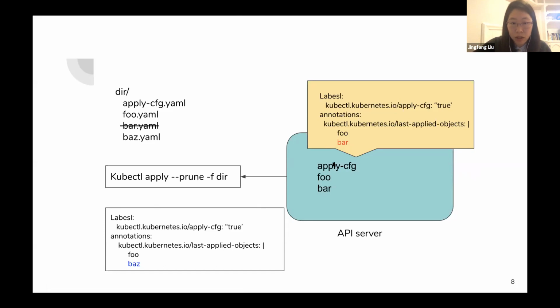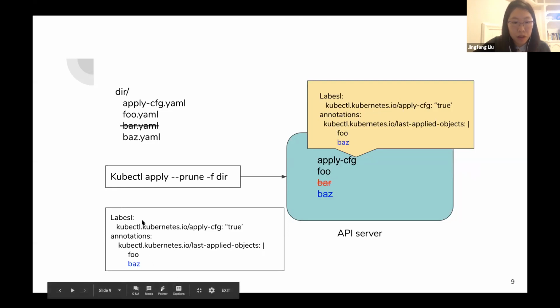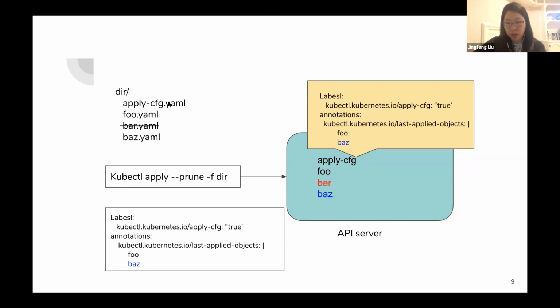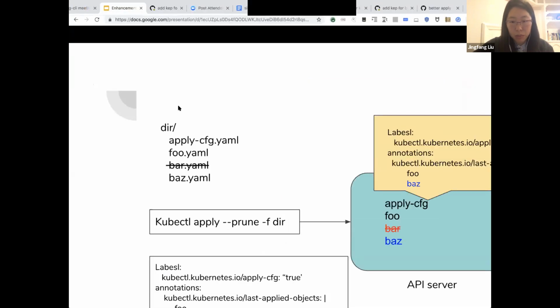And then update the cluster. Okay, so this is the final state of the cluster. We have foo, maybe updated, but bar is deleted and baz is created, and the apply config object in the cluster is also updated. Now this live object has the same content as the apply config object from the directory. So that's the new workflow from the KEP.